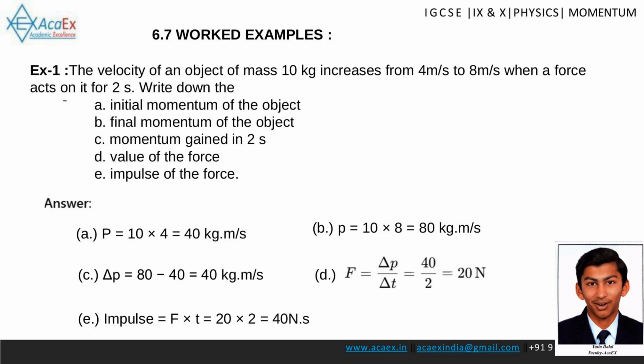D. Value of the force. Force equals the change in momentum divided by time. This is 40 divided by 2, which equals 20 newtons. E. Impulse of the force. Impulse equals force multiplied by time. This is 20 multiplied by 2, which equals 40 newton seconds.